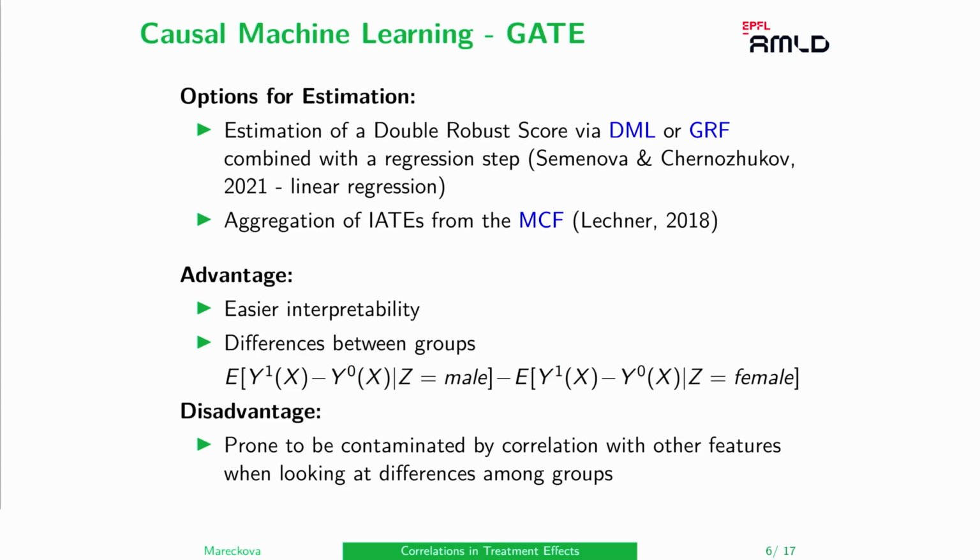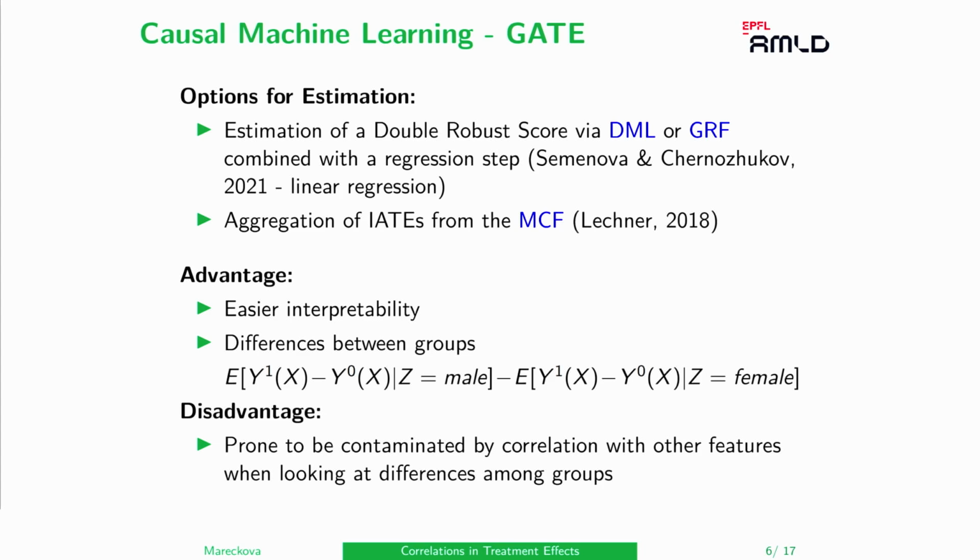Regarding the estimation, there are again 2 options. Again, taking these doubly robust scores, which can be constructed by double machine learning or by the results coming from the generalized random forest, they are then regressed on these group variables, producing the GATEs. Or alternatively, one can take these individualized average treatment effects for the unemployed people in the specific group and just average them up to the GATE, which is the idea implemented in the modified causal forest.